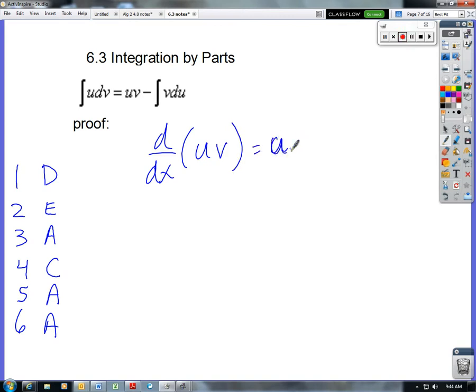I'm not actually going to do this, but you know how the product rule is u times the derivative of v plus v times the derivative of u. What you end up doing is moving these around, integrating both sides and simplifying, and then you end up with this formula.